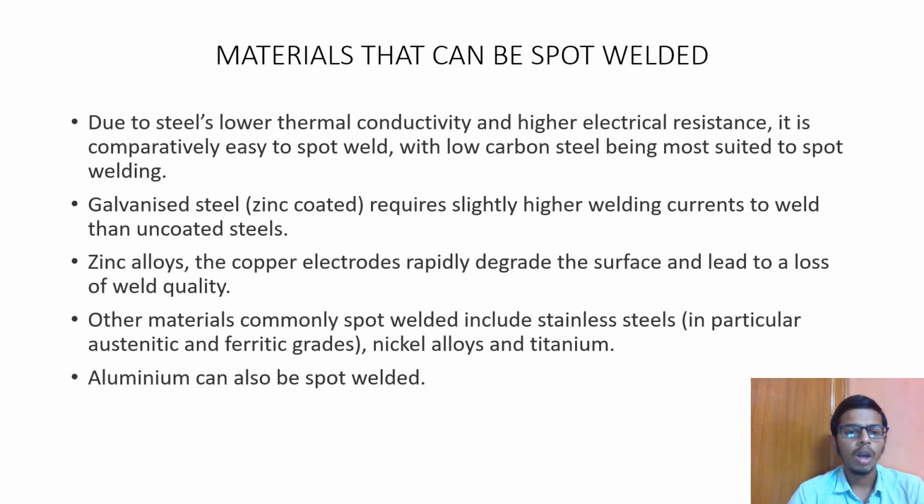Let's see what all are the materials upon which spot welding can be done. Due to steel's lower thermal conductivity and higher electrical resistance, it is comparatively easy to spot weld, with low carbon steels being more suited to spot welding. However, high carbon steels are prone to poor fracture toughness or cracking in the welds as they tend to form hard and brittle microstructures. Galvanized steel, which is zinc coated, requires slightly higher welding currents to weld than uncoated steels.